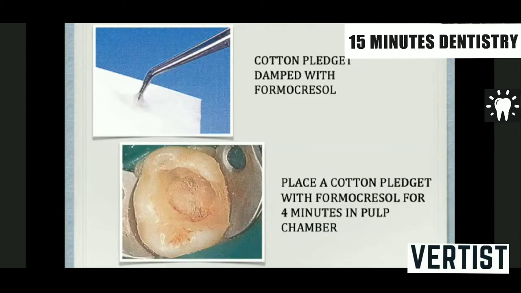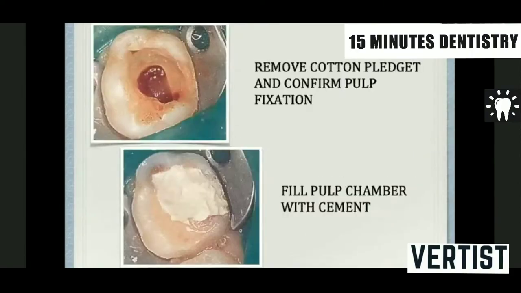Only Formocresol is damped, it is not wet, it is damped with Formocresol, and has to be placed in the pulp chamber for 4 minutes. After that, take it out and see that the pulp has been fixed, that is the dark brown color of the orifices you are able to see, which shows you the fixation of the pulp. Later, the pulp chamber is filled with cement, that is reinforced zinc oxide or a glass ionomer cement.